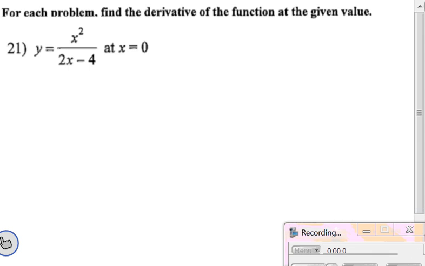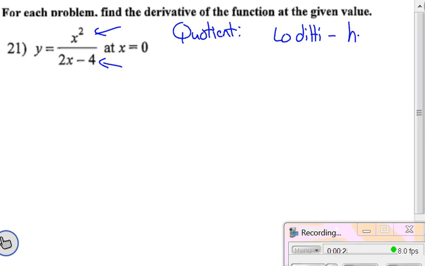Problem 21 wants us to find the derivative of the function at a given value. So before we do the given value part, let's find the derivative. This looks like a function on the top and a function on the bottom, so we're going to need the quotient rule. Quotient rule is low d high: low times the d high, minus high d low, all over low squared. So we just have to do that.